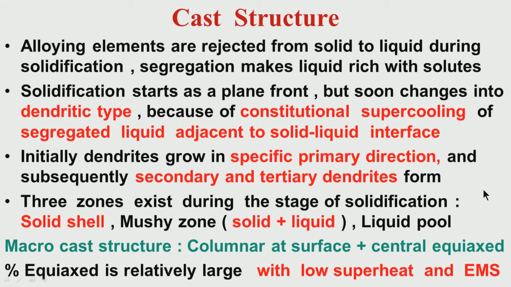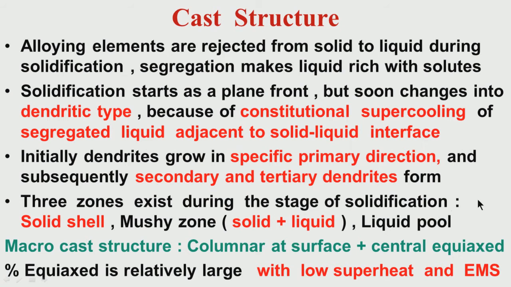So, it is important to know that initially a dendritic solidification takes place in steel because of its alloy nature. It is basically an alloy, and there is a lot of segregation of the solutes. So, it is a dendritic form of solidification.